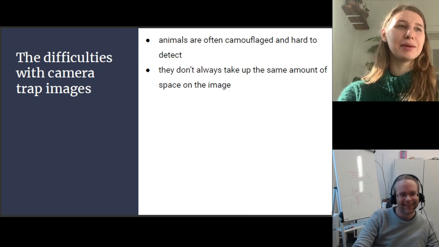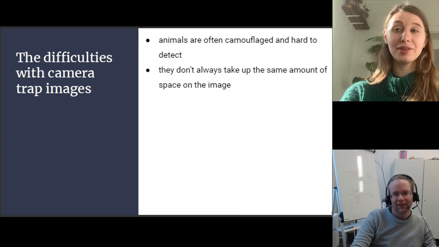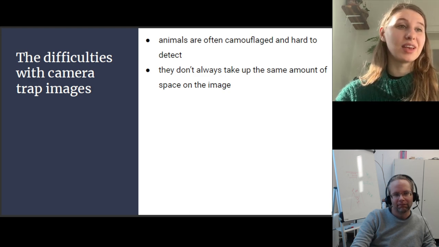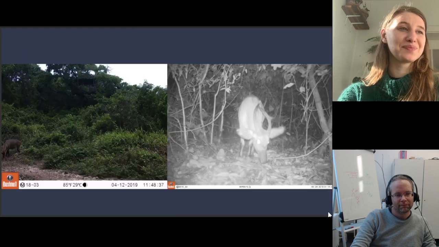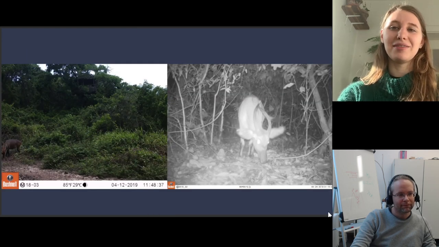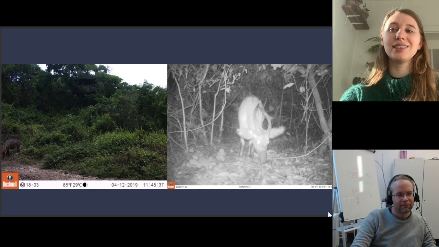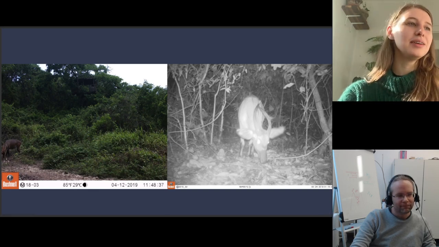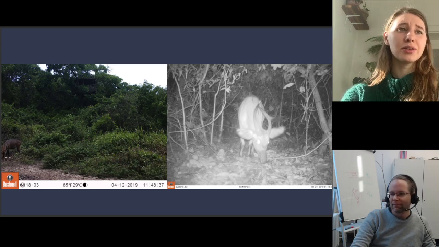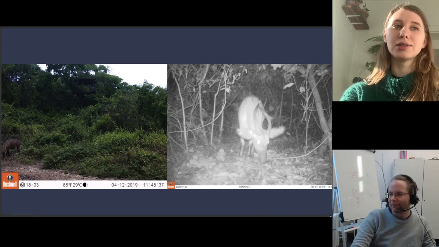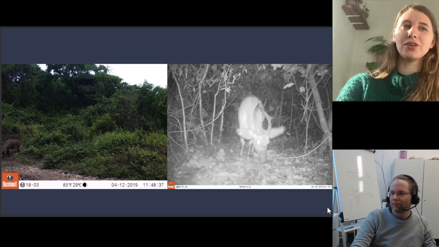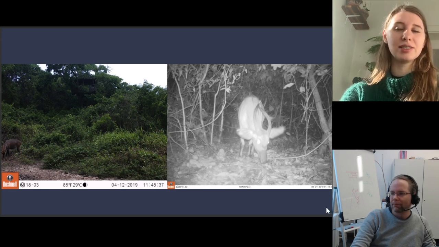It's also that sometimes animals walk right in front of the camera, and sometimes they're really nice in the center, and sometimes they're super far in the back. As you can see in the next picture, you have these two antelopes, and the one you can see is kind of on the side and in the back, and the other one is nice, straight in the middle. So the computer has to understand that this is also the same animal, that size is not really the same, and the color is somehow not the same, but it's kind of the same species.